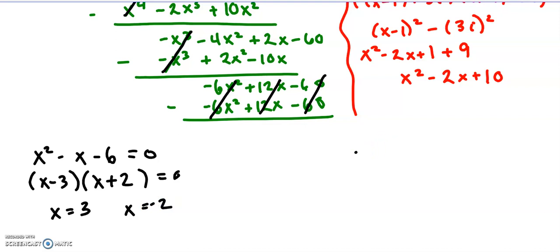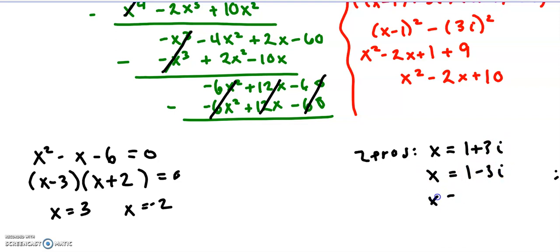So my zeros, remember we said we had 4, which we do. We have 1 plus 3i, that was given, 1 minus 3i, that was implied, x equals 3, and x equals negative 2, both of which were found.